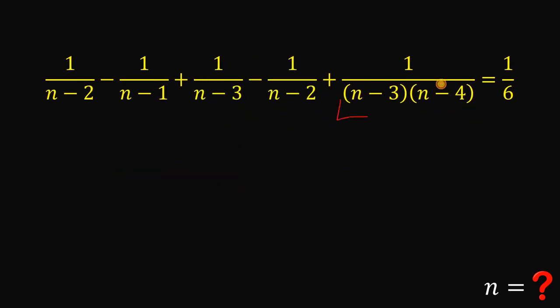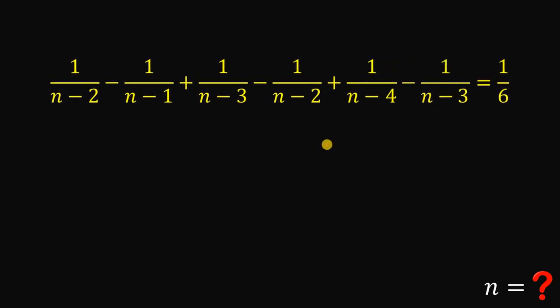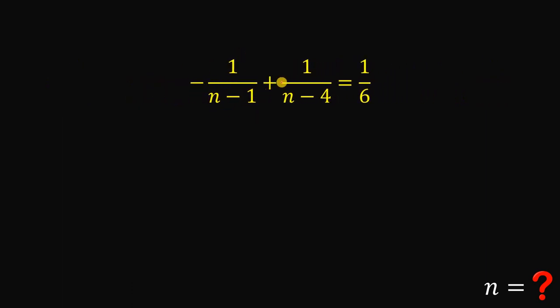And on the last fraction, 1 over (n minus 3)(n minus 4), this can be written as 1 over n minus 4 minus 1 over n minus 3. So, we can replace this with its equivalent. Now, why is this important? Here's the reason: we can cancel out 1 over n minus 2 right over here and negative 1 over n minus 2 right over here. Also, we have positive 1 over n minus 3 and negative 1 over n minus 3. So, this simplifies to negative 1 over n minus 1 plus 1 over n minus 4.